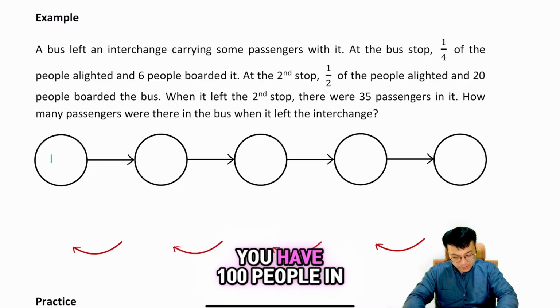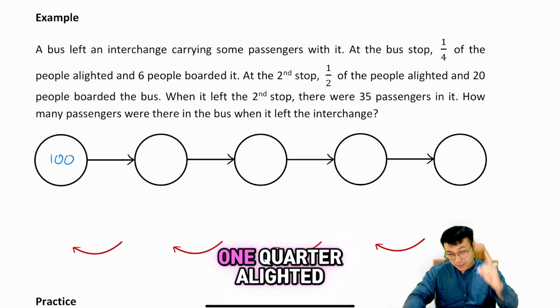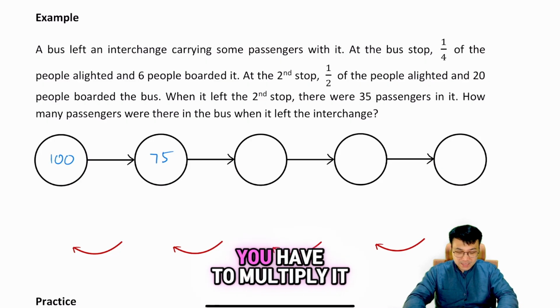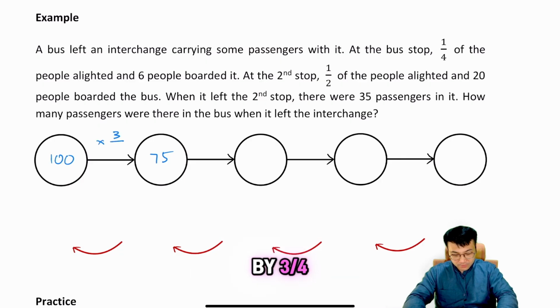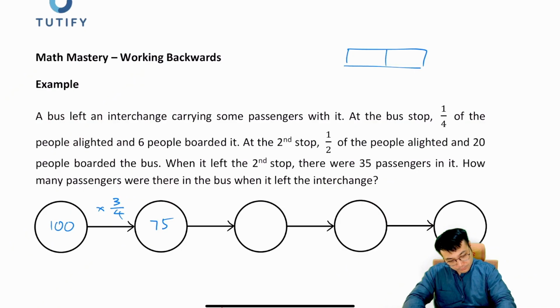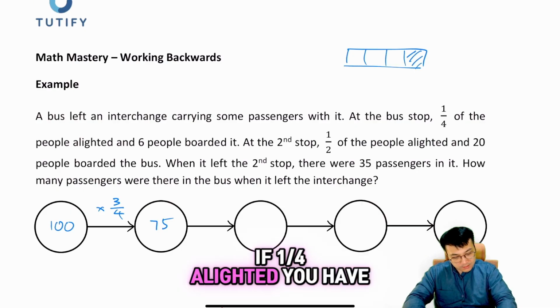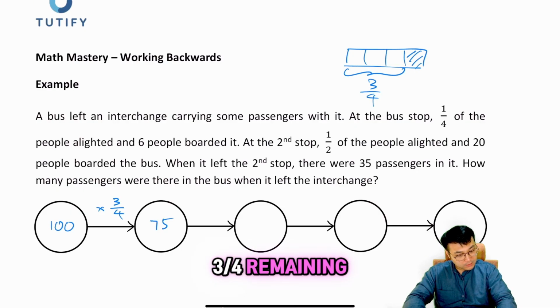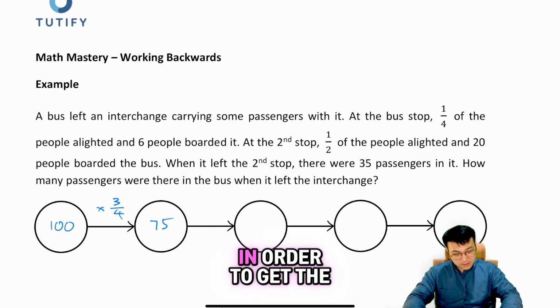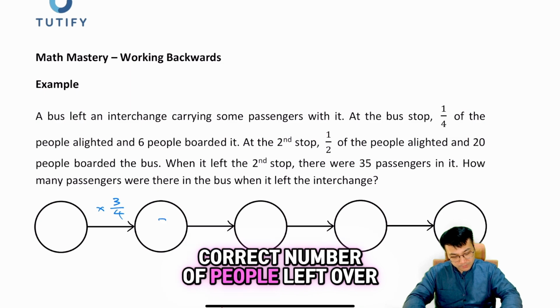So for example, you have 100 people in the bus. 1/4 alighted, you're left with 75. How are you going to get 75? You have to multiply it by 3/4. I've drawn the model just now. I can draw it again. If a quarter alighted, you have 3/4 remaining. So we must make sure to multiply by 3/4 in order to get the correct number of people left over.